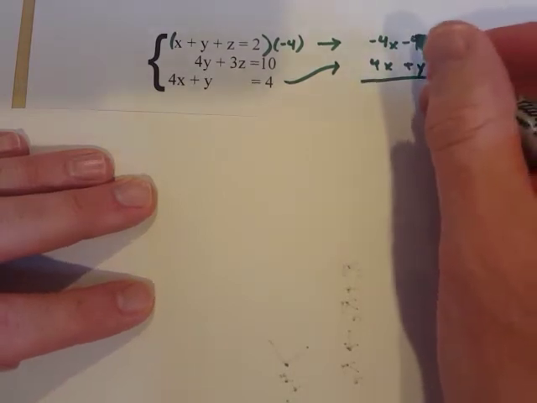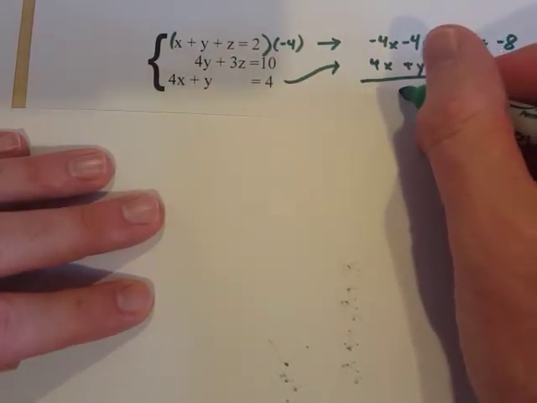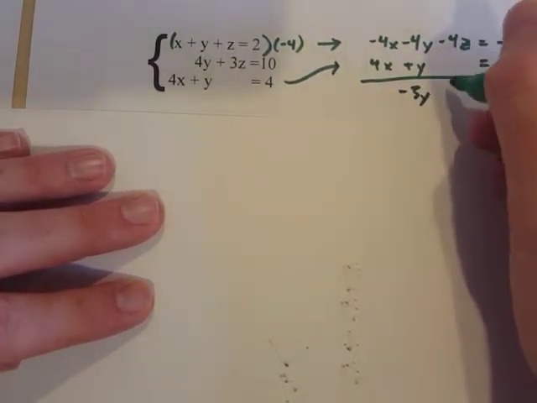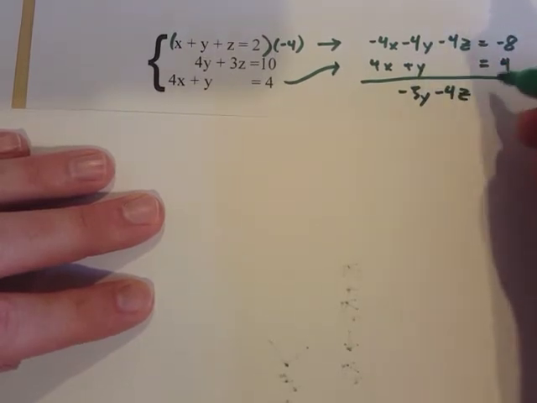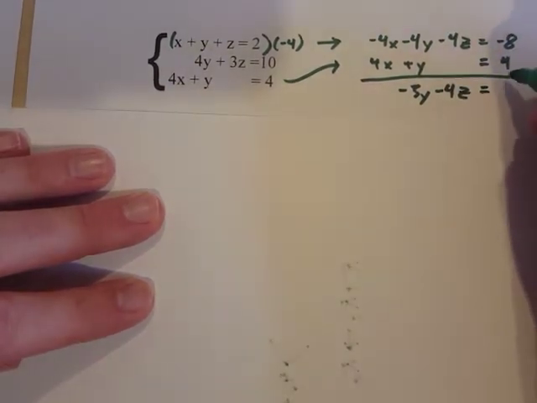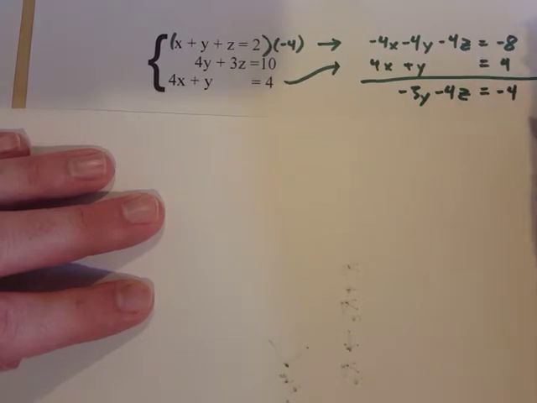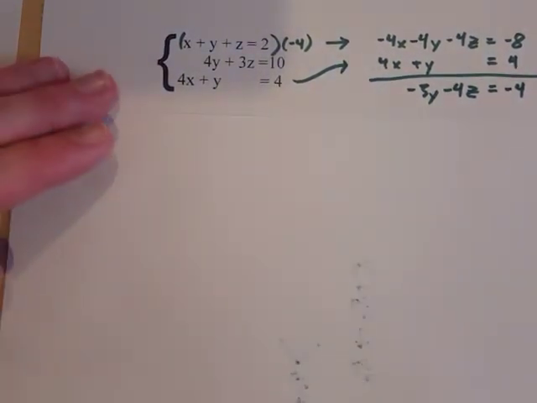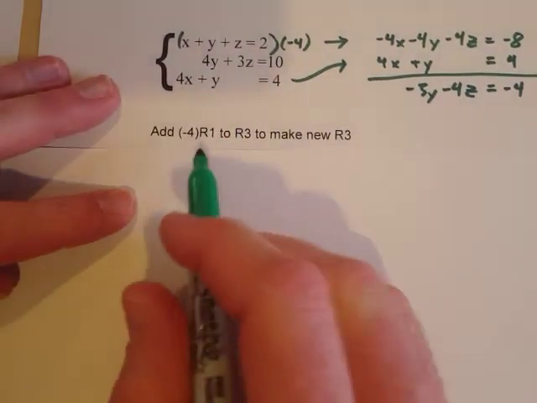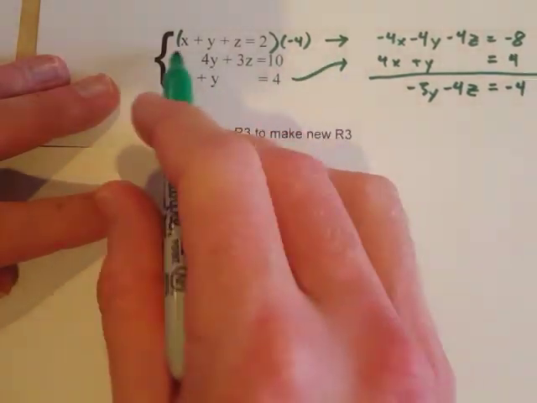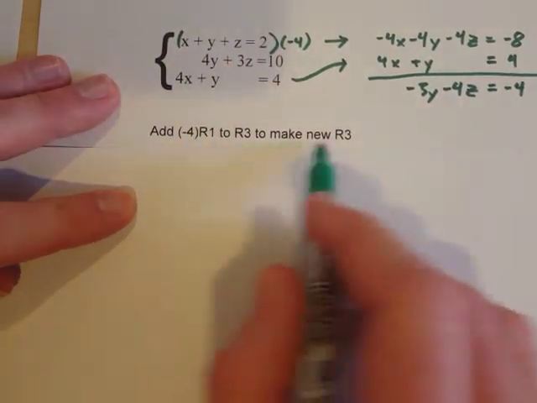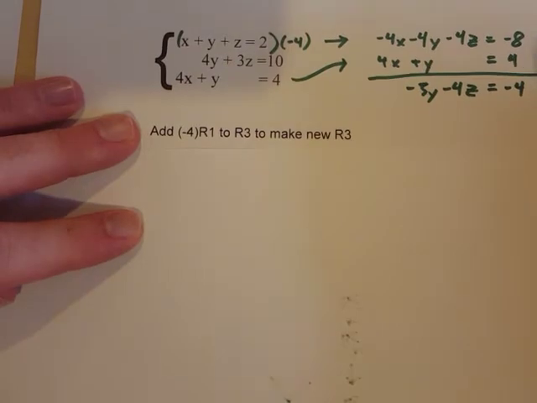4x's cancel, negative 4y plus y is negative 3y. We're going to bring the negative 4z down, and then negative 8 plus 4 is negative 4. So we are going to take this, we're going to add, like we just did, add negative 4 of row 1 to row 3, and then make a new row 3. So this is going to be going into row 3.